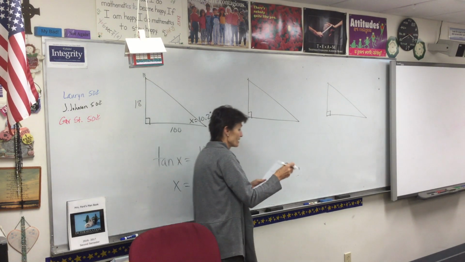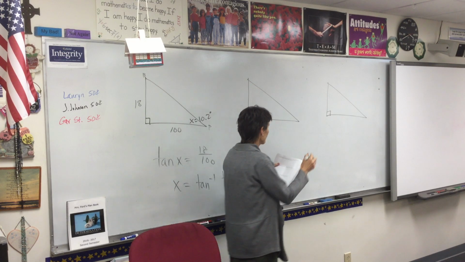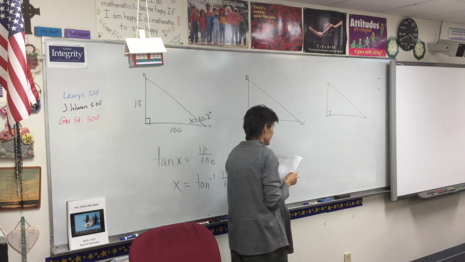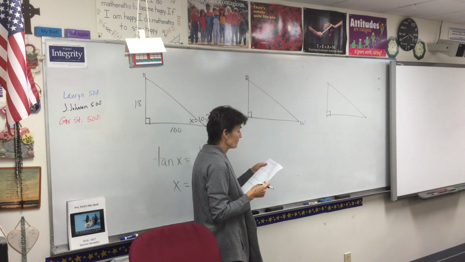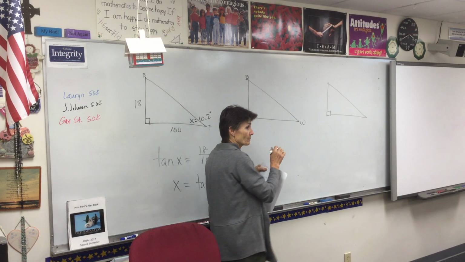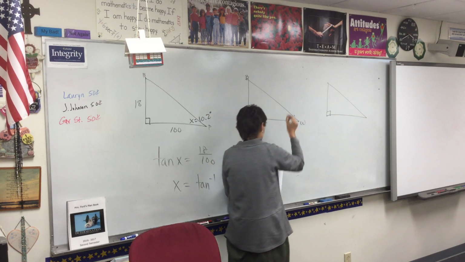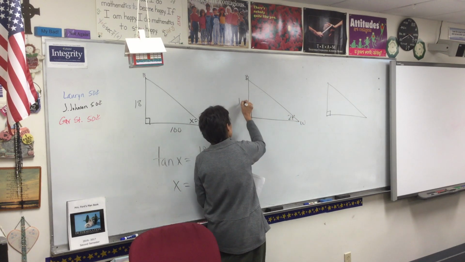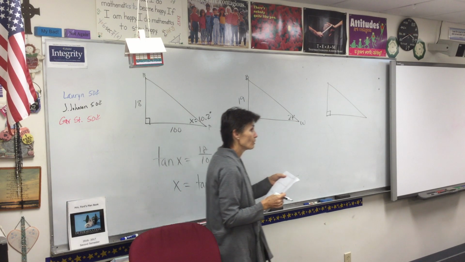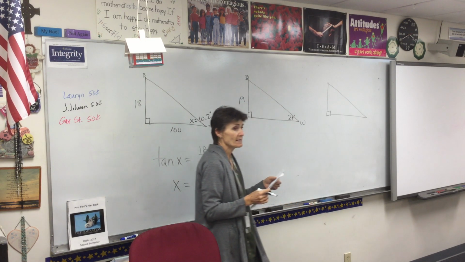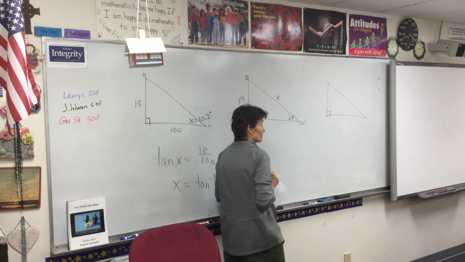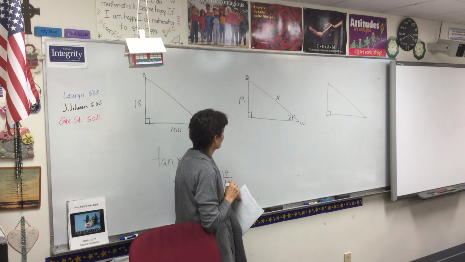Find the distance from a worm on the ground to a bird in the top of a tree. If the bird's angle of depression is 24 degrees, where does the 24 go? Right here. And the tree is 19 feet tall. Find the distance from a worm to the bird. So where does the x go? Hypotenuse. There's the worm, there's the bird. Find the distance from the worm to the bird.